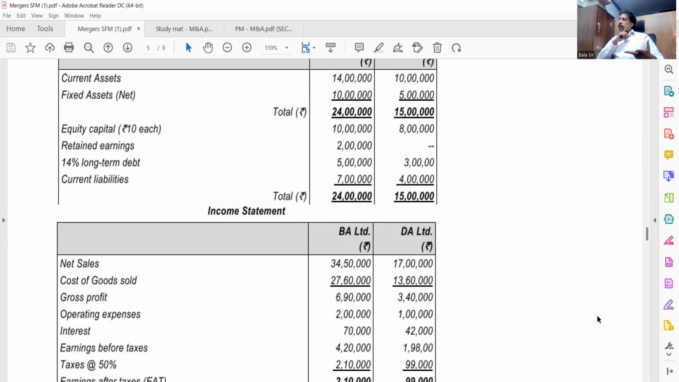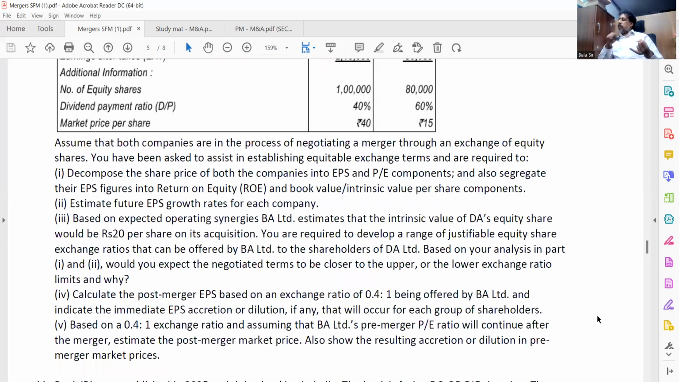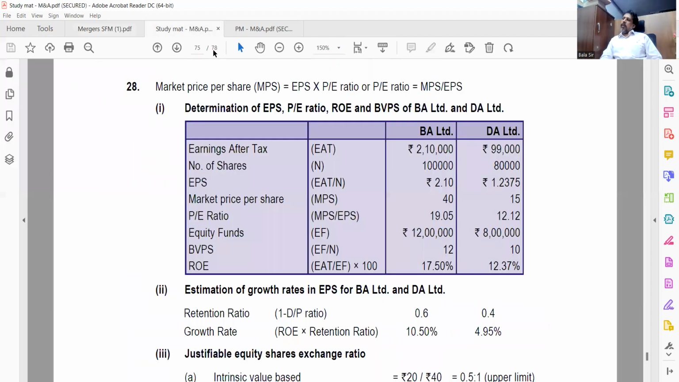So these are the 4 numbers you have been asked to calculate in the first subdivision. Calculate the earnings per share. Number 2, price earnings ratio. Then return on equity and book value per share. Is that fine? Now let's see the solution given there. Once I discuss the solution for the first subdivision, we can pause the recording, then you can jot down the solution in your notebook. Go to the solution.